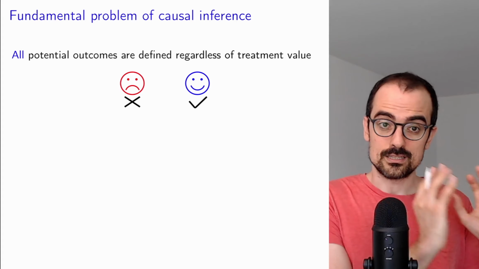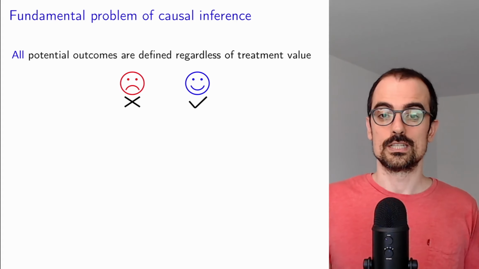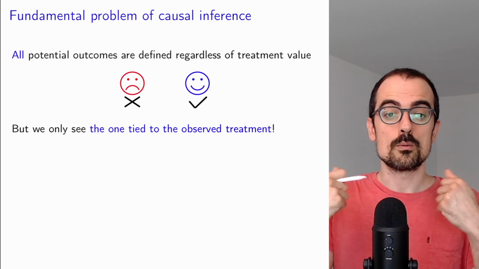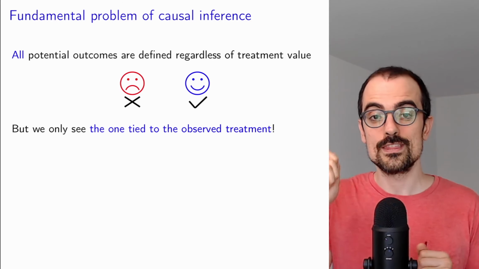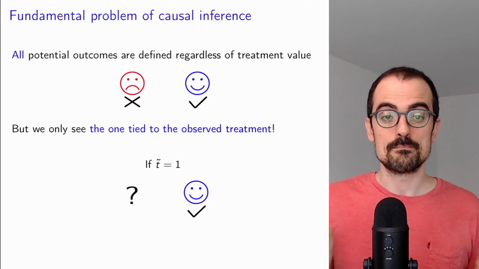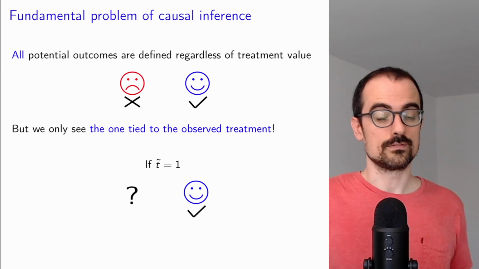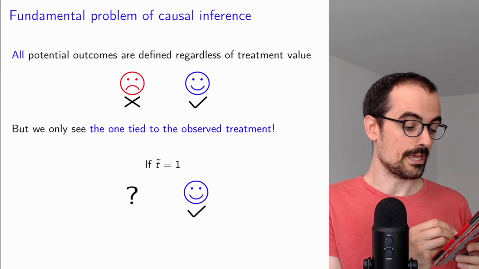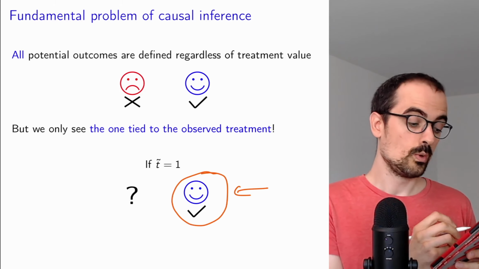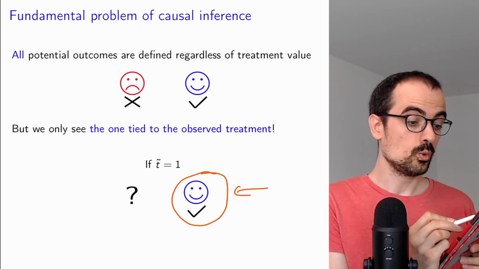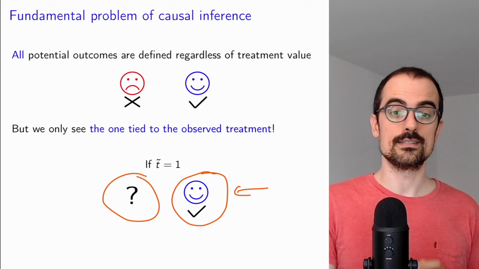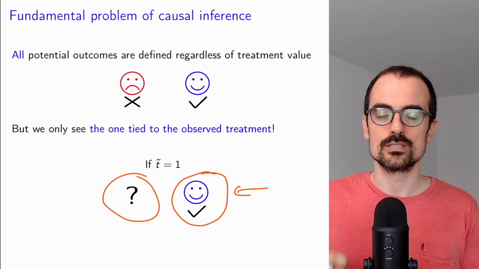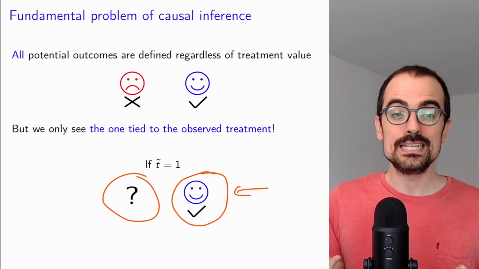The potential outcomes, these alternative realities, are defined regardless of the treatment value. The problem is that we don't observe them in our data. We're only going to observe the one that is associated with the observed treatment. For example, in the case of the drug, if the patient receives the drug, we will observe what happens when they receive the drug. In this case, they recovered. We will have no idea what would have happened if they didn't receive the drug. We will just not know. And that is the fundamental problem of causal inference. We have highly incomplete information.